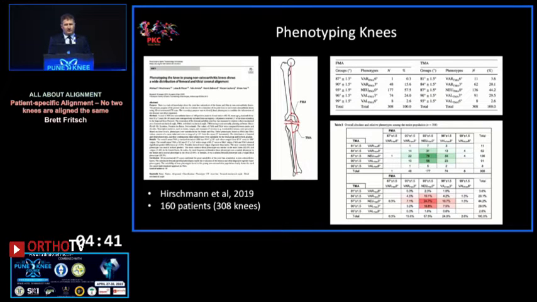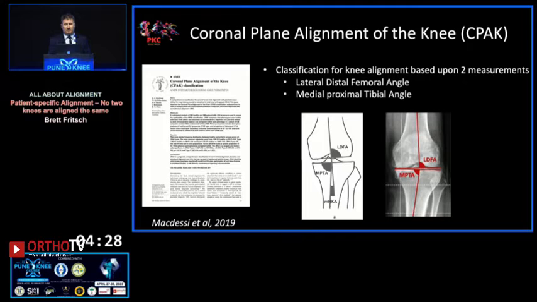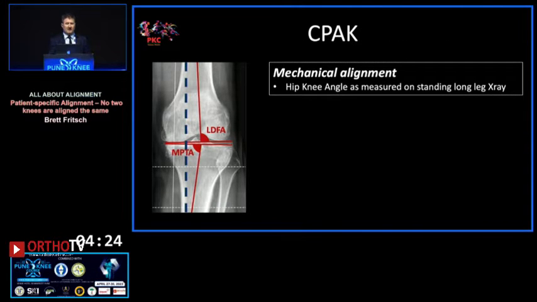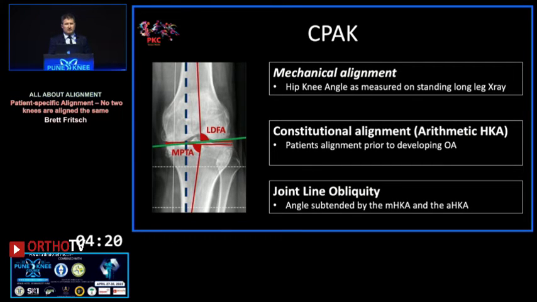That's easy to prove. So now we're starting to phenotype them into groups, combinations. And the one we're all looking at the moment is this from one of our great friends in Sydney, Sam McDessie. The classification of knee alignment based on 2 measurements. One's the lateral distal femoral angle and one's the medial proximal tibial angle. And you measure 3 things in the CPAC: the mechanical alignment, the constitutional arithmetic alignment, and the joint line obliquity.